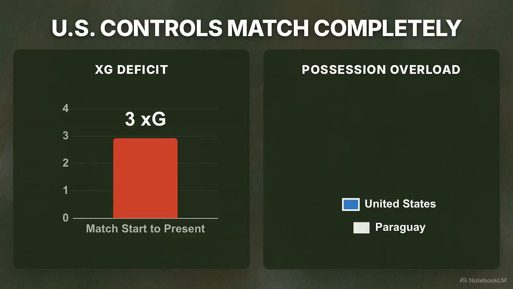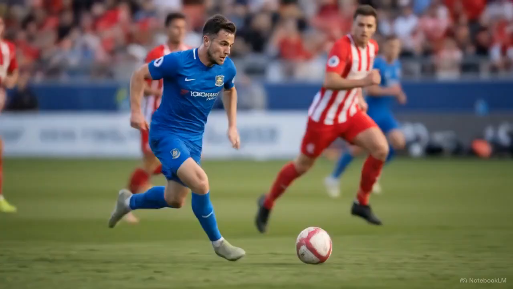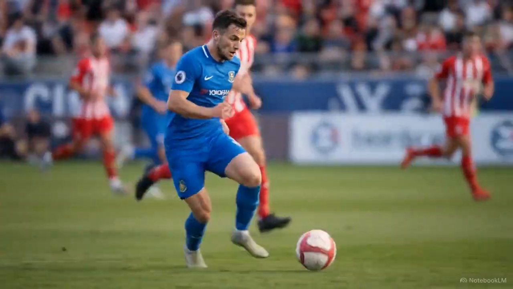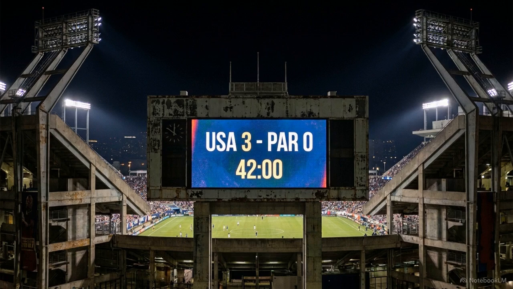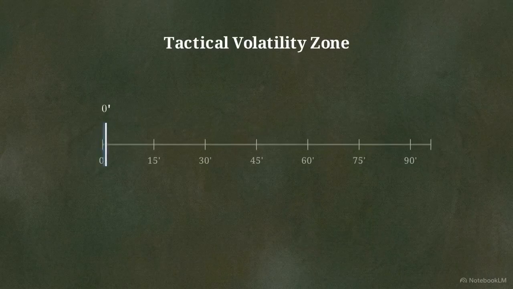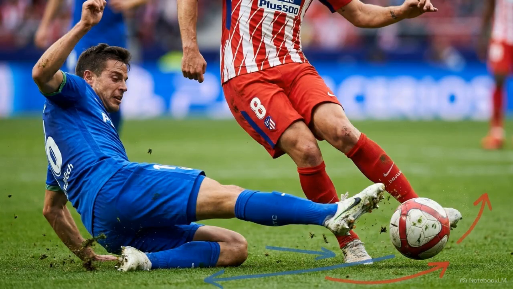Contrast this directly with the Canadian match state. Instead of chasing a deficit, the U.S. established a massive early gap in class and dictated the tempo. Building a multi-goal lead inside the first half significantly de-risks a match, mathematically insulating a team against late-game variance. Moving the timeline to the closing stages of the game allows us to examine the only moment of true tactical volatility.